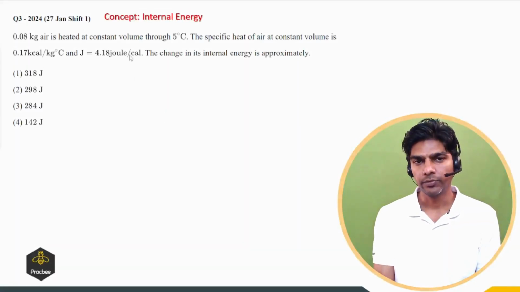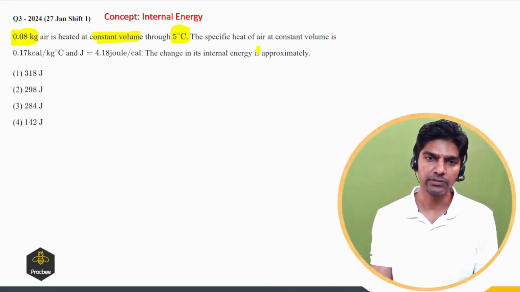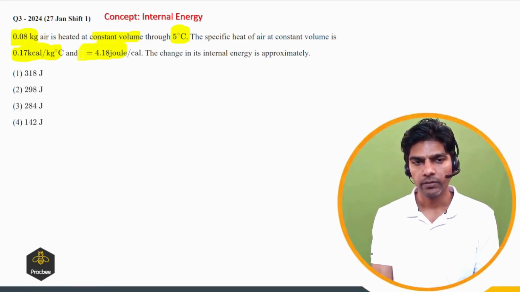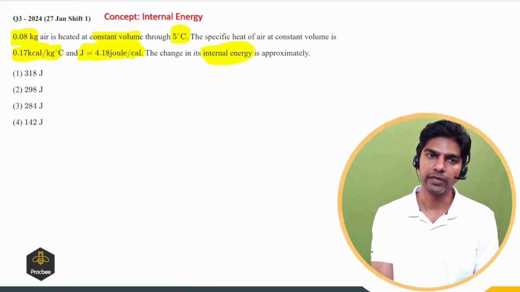Now let us see a problem type based on the concept of internal energy. We are given 0.8 kilogram of air heated at a constant volume through 5 degrees Celsius. So the increase in temperature is 5 degrees Celsius. The specific heat of the air at constant volume is given as 0.17 kilocalorie per kilogram per degree Celsius, and the J value is given as 4.18 joules per calorie. The change in internal energy is approximately, so we have to find delta U.